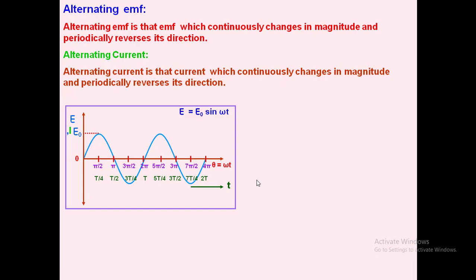The equation which represents the alternating EMF at any instant t is E equals E naught sine omega t, where E naught is the maximum amplitude or maximum EMF. Now here it is a sinusoidal function. A sinusoidal function can be represented with both the sine function as well as the cos function.